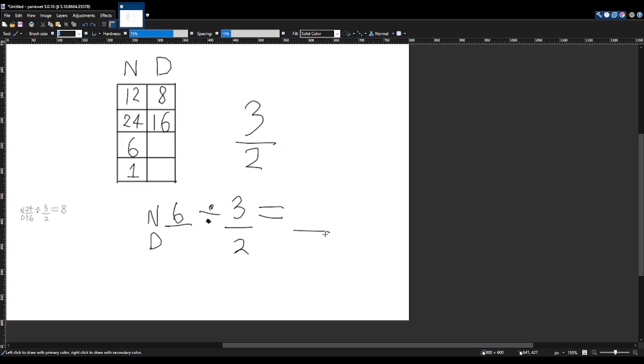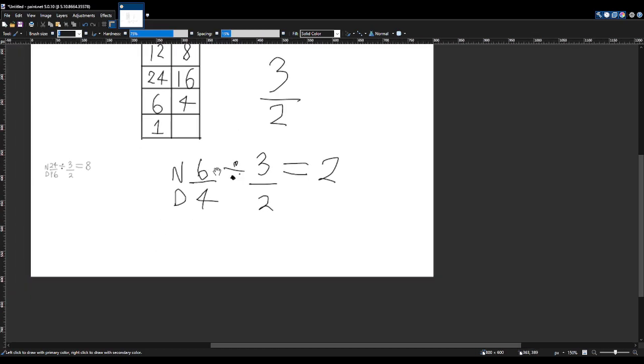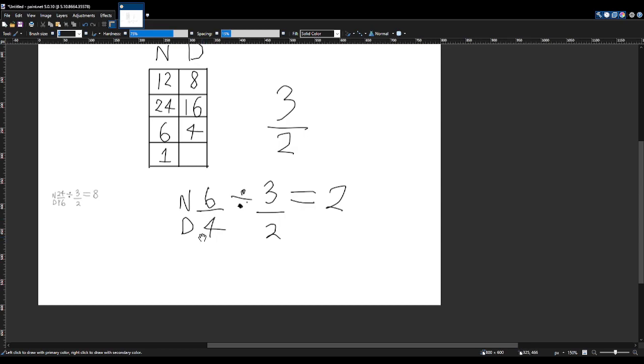Okay, now you're going to have this. 6 divided by 3 equals 2. Now this answer times the denominator, you put right here. Now you've got 4. You can get rid of this denominator right here. And now you've got 6 and 4. Yes! Let's go! Am I right?